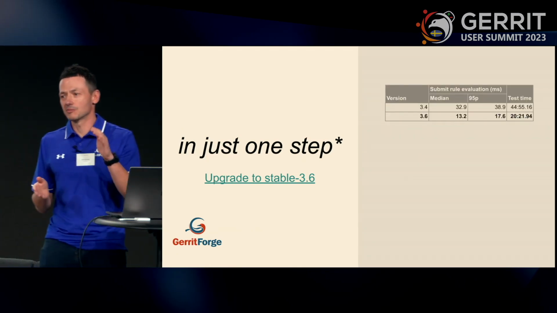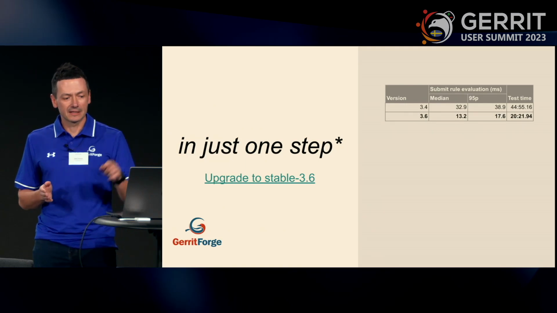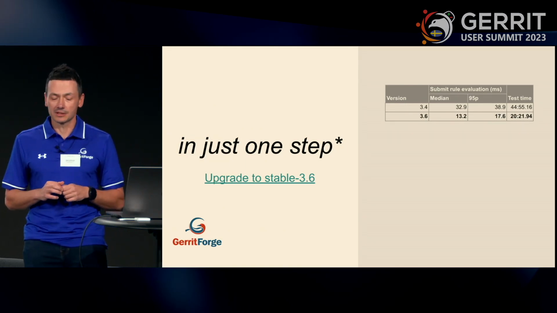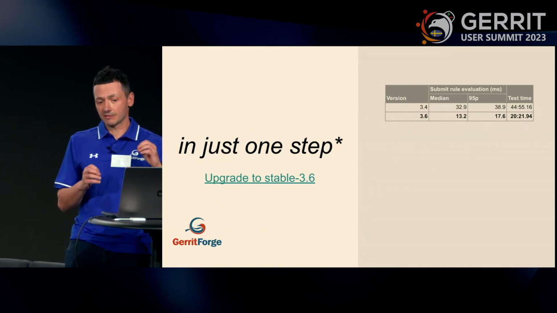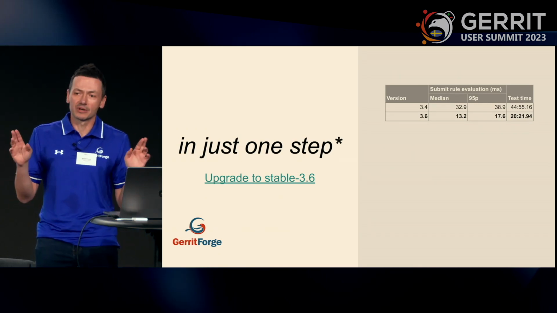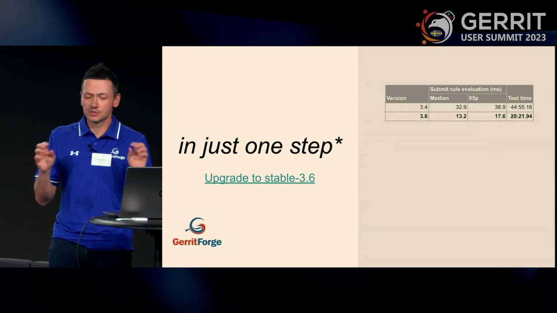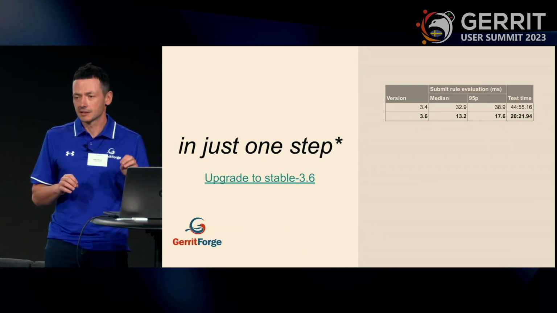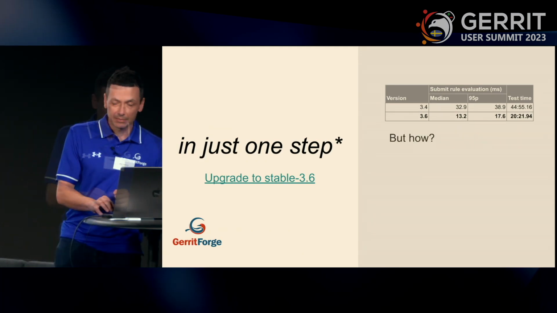Overall execution time was reduced to 20 minutes. And you can see the submit rule evaluation also went down to a third, and by half in 95p. So you did nothing. Upgrade is challenging, but you just upgrade and you immediately get substantial improvements. But how did that happen?